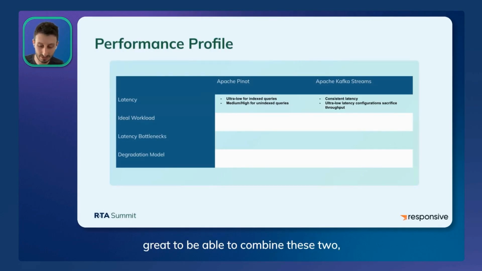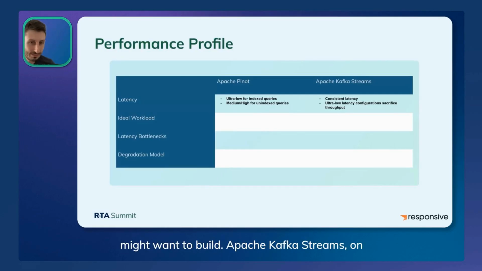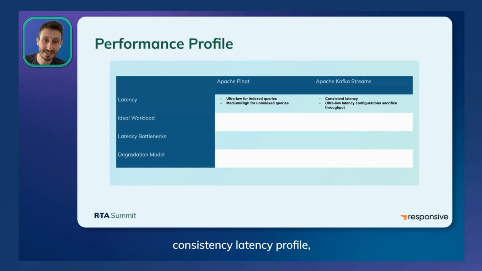But it's really great to be able to combine these two, where you have your production workloads with indexed ultra low latency queries, and then you have your unindexed queries for more exploratory use cases, when you're exploring what data is available to you, so that you can, particularly in development, find out what indexes you might want to build. Kafka Streams, on the other hand, gives you a very consistent latency profile, and it's a little configurable.